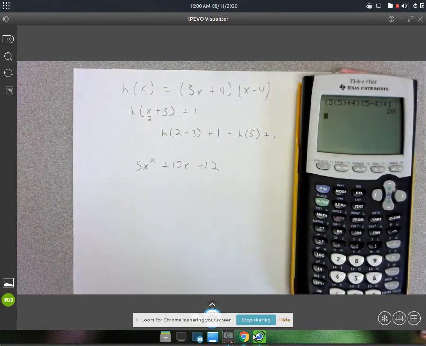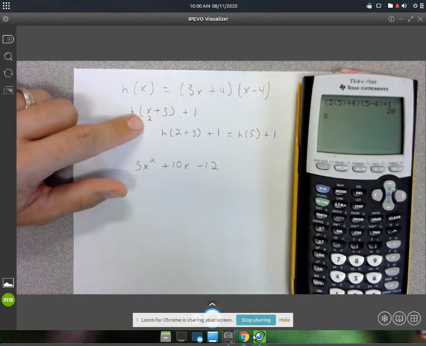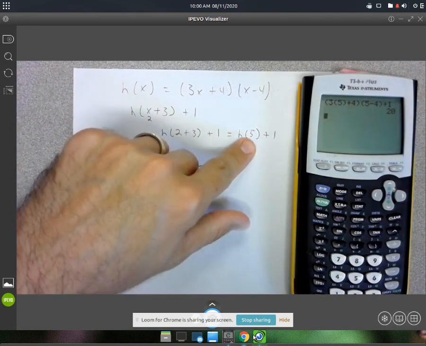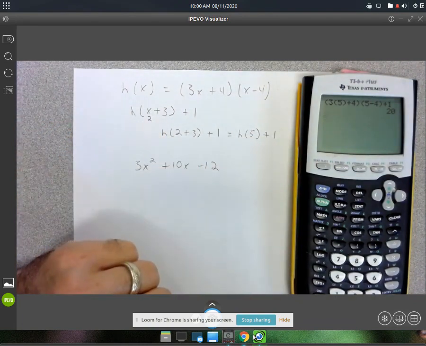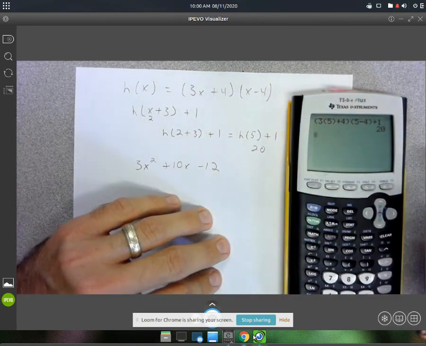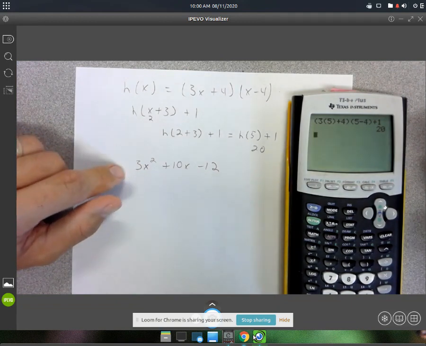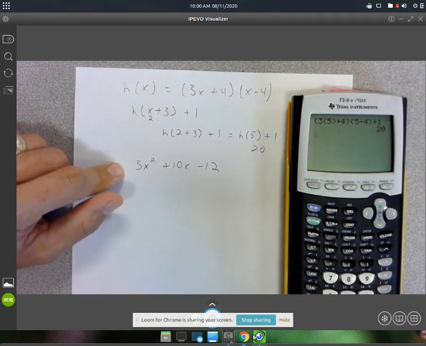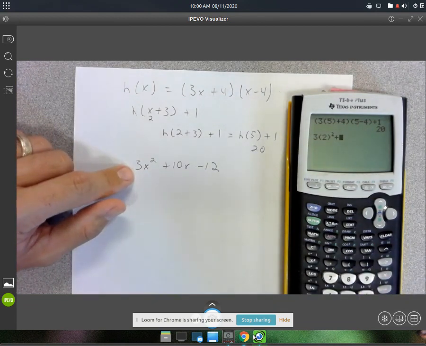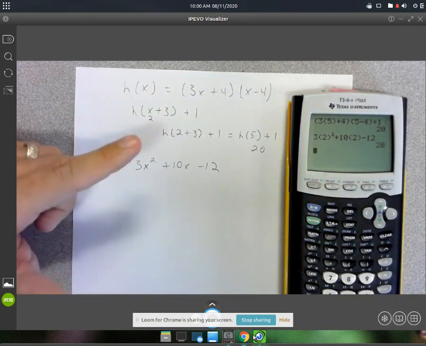All right, so that gives us 20. Now that was when we plugged in 2 for x. So we plugged in 2 for x here, and that gave us this expression, and that came out to equal 20. So that means if we plug in 2 for x down here at our answer, we should get the same 20. That'll confirm our answer. So we got 3 parentheses 2 squared plus 10 times 2 minus 12. 20, that's what we wanted.